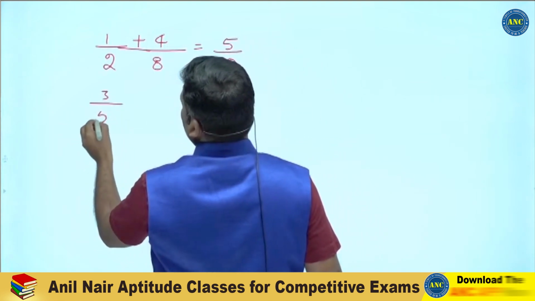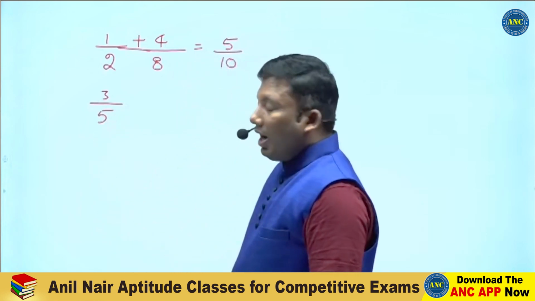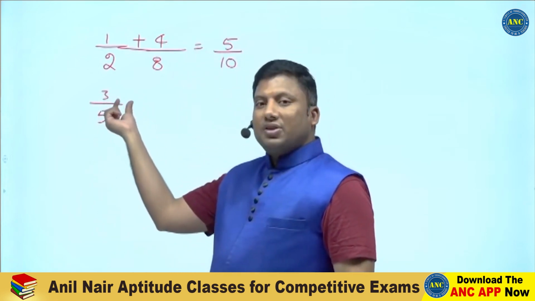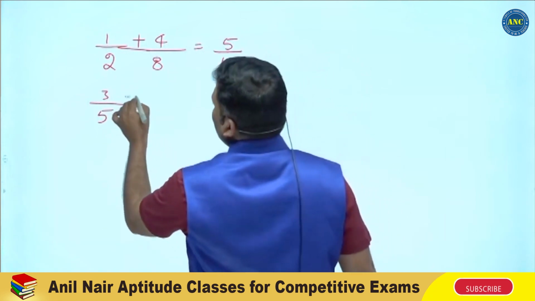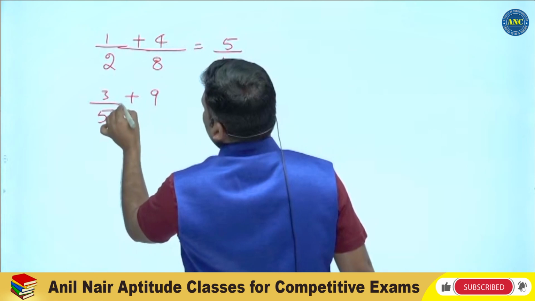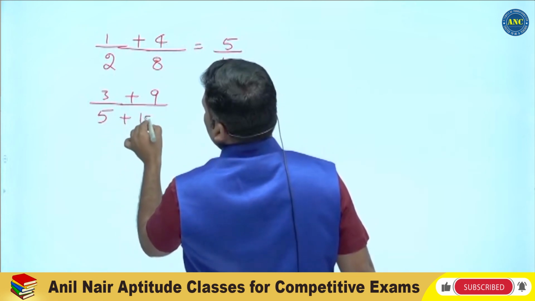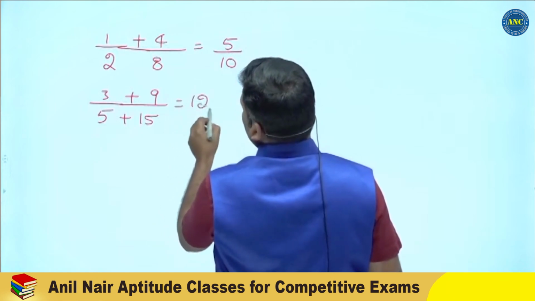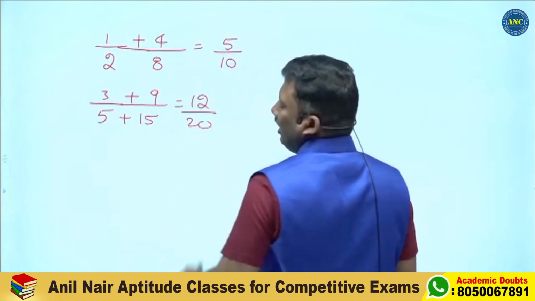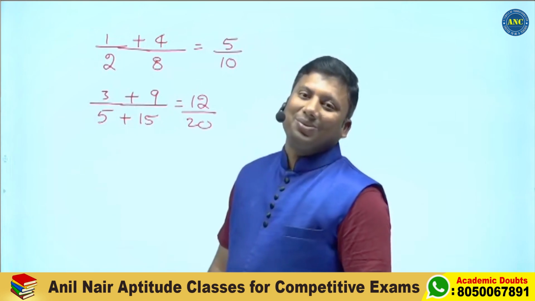Suppose it is 3 by 5. Add the same multiple of 3 in the numerator, same multiple of 5 in the denominator. 3 3s are 9, 5 3s are 15. Same multiple. If you see, I got 12 by 20. 12 by 20 is 3 by 5. Are you all with me?